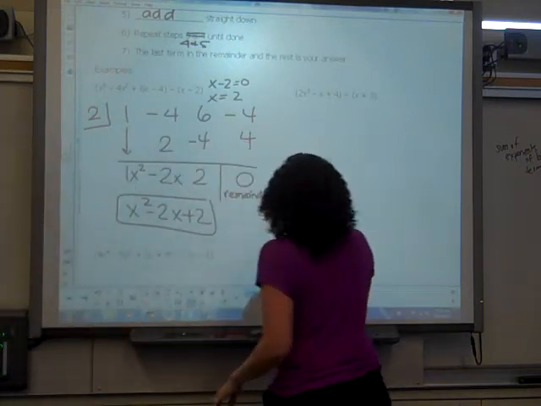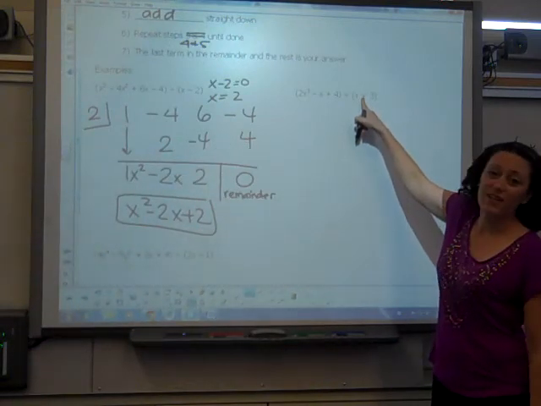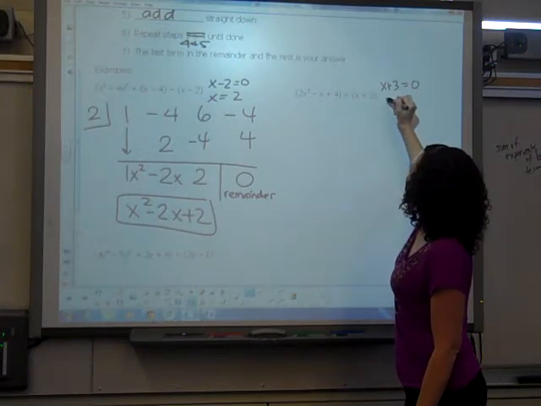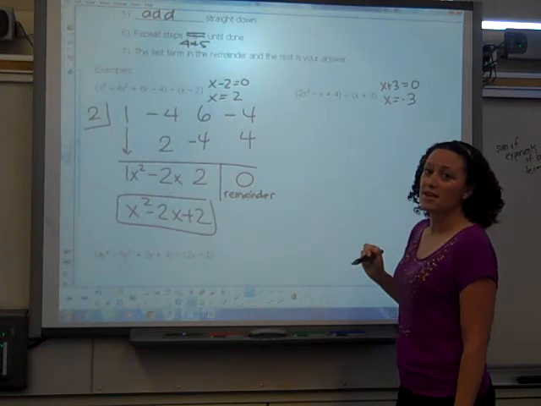Let's try it again. More practice. First thing I do is I need to find the number that goes in the box. So I'm going to take x plus 3, set it equal to 0. My answer is negative 3.